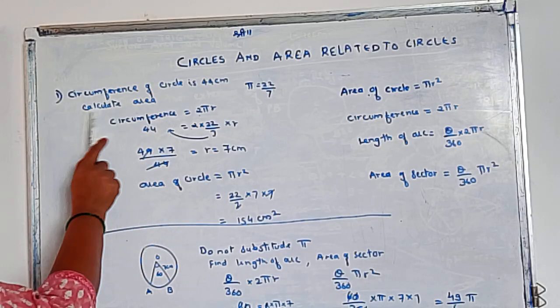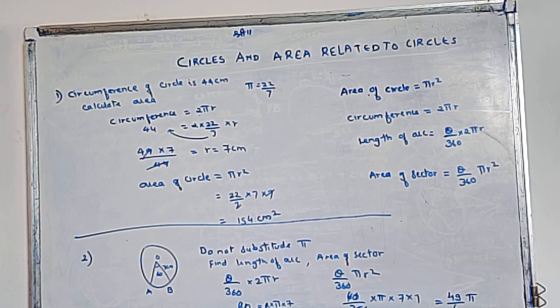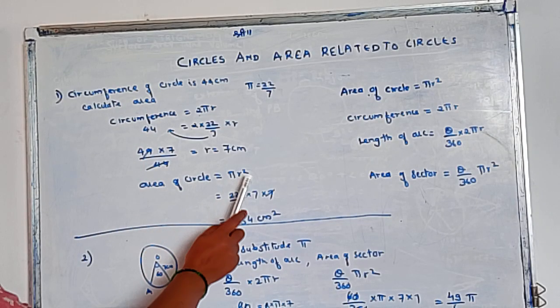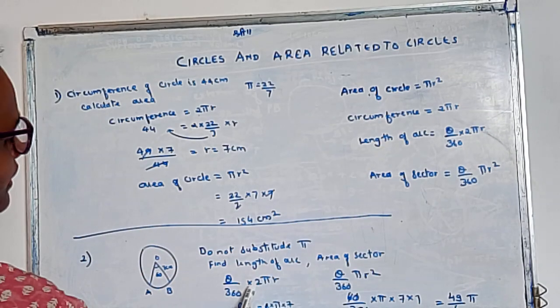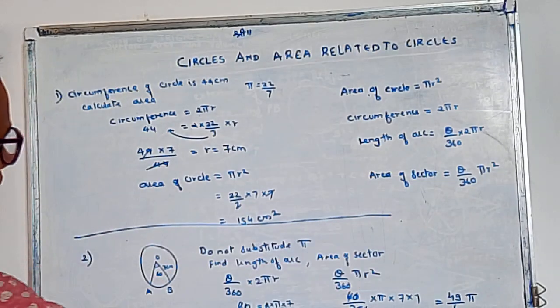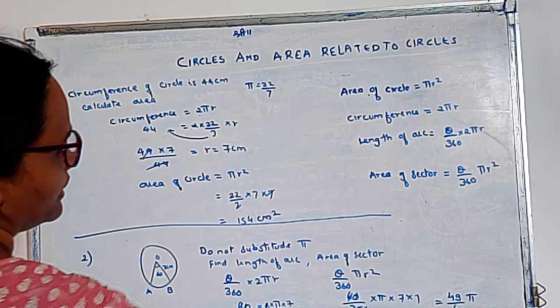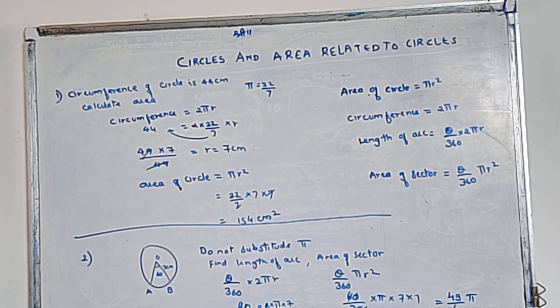What is asked? Area of the circle. Area of a circle is pi r square. Put the values and you get 154. Similarly, another type of sum is to find the length of the arc and area of the sector if theta is 60 and r is 7 centimeters. Do not substitute pi. Put the formula for length of arc and the formula for area of sector. Substitute the values. After cancelling, you get this. These are some easy sums. This might come for 2 marks.